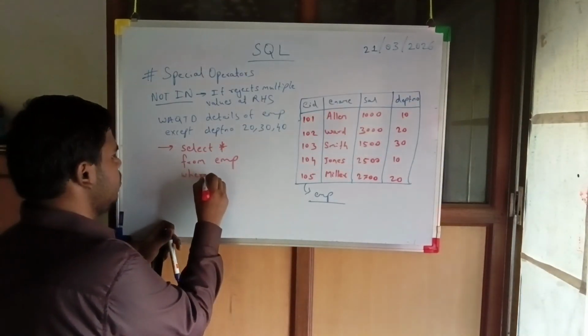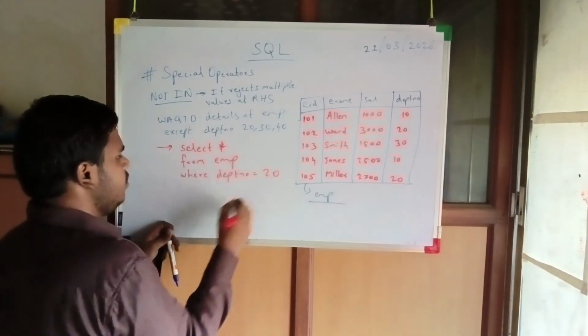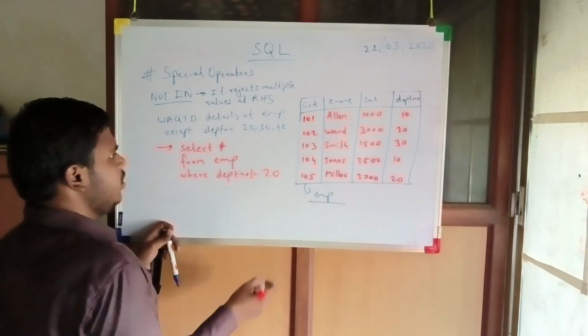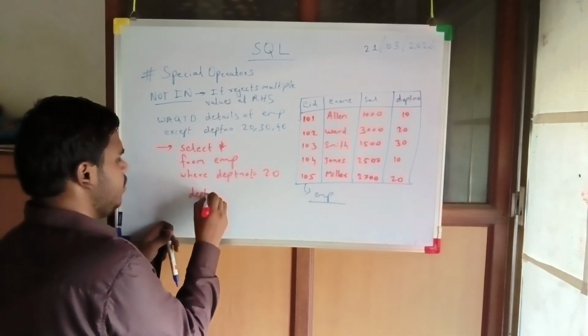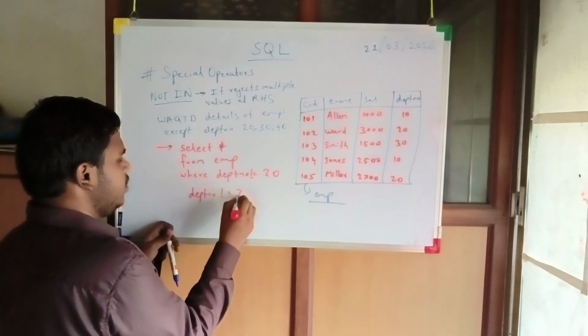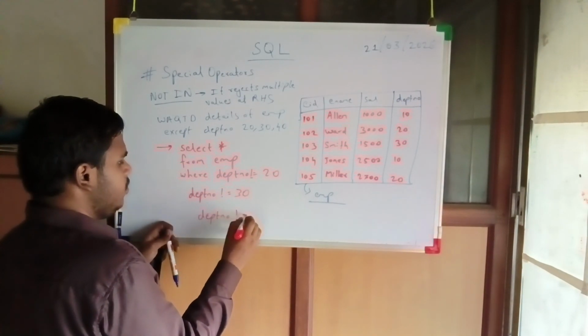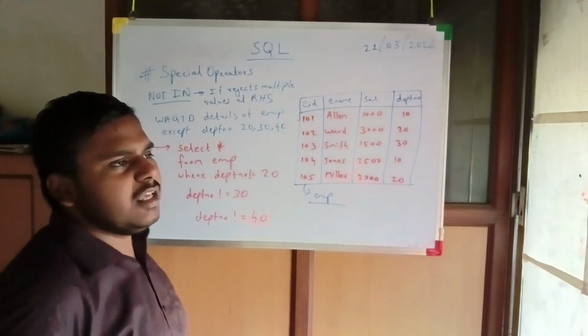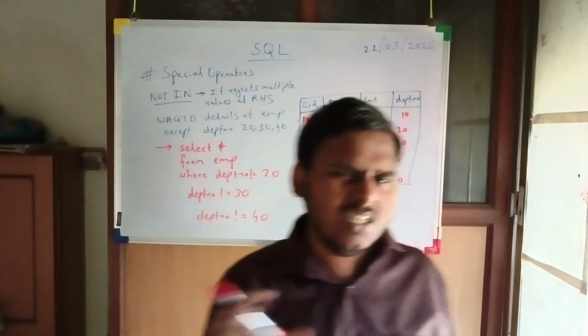Where department number not equal to 20, department number not equal to 30, department number not equal to 40. So now tell me here, will the AND operator come or the OR operator come? Tell me. Seriously, please tell me.